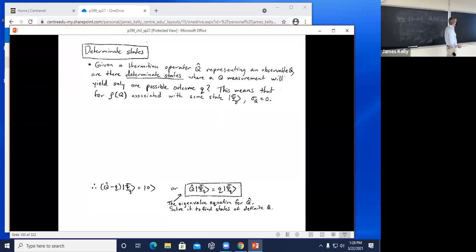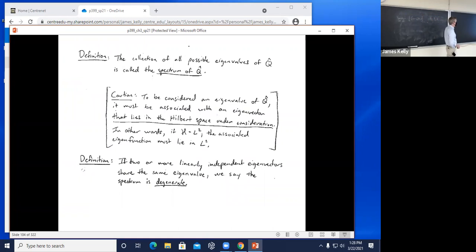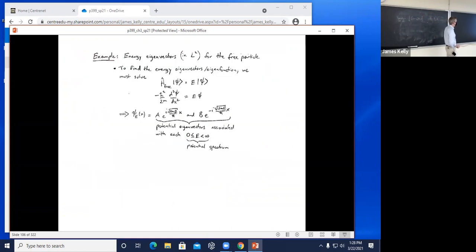Okay, so we just found out about determinate states. Yes, we got those. Okay, I think that was a review from a different semester. So here's an example that corresponds very closely to what I was just saying. Let's find the energy eigenvectors. They have to lie in capital L2 for the free particle, right? So we solve H psi equals E psi. That's the same time-independent Schrodinger equation that we found before. And we thought through it. It's pretty easy to solve.